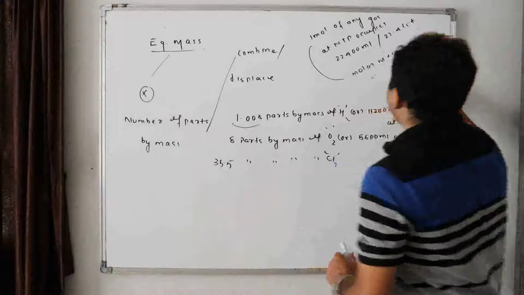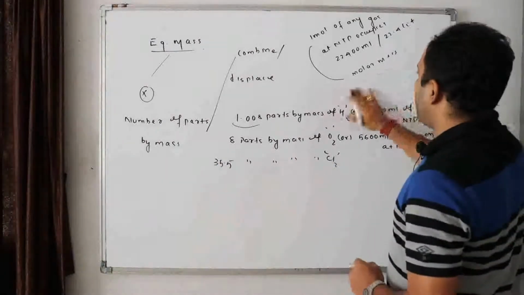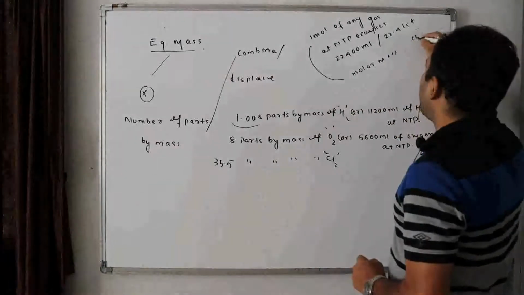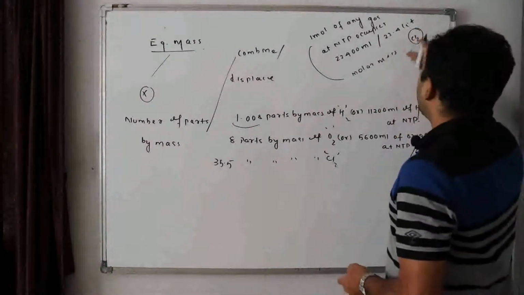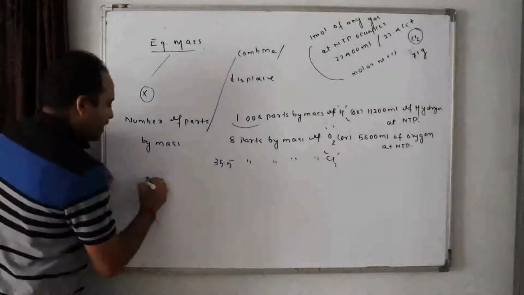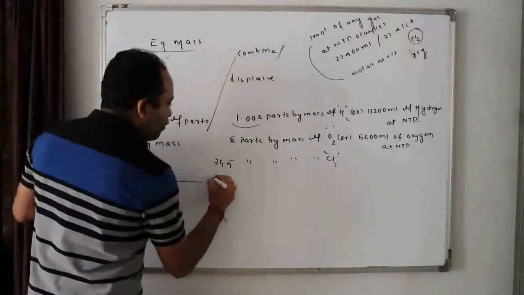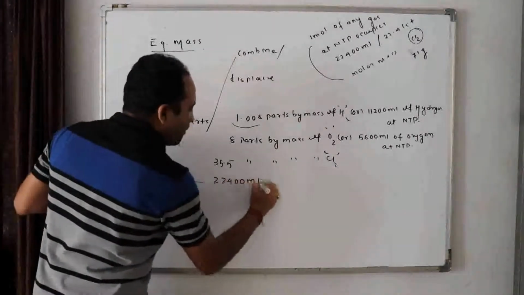Now 1 mole of any gas at NTP occupies 22.4 liters. That is, mass is equal to molar mass. Molar mass of chlorine is equal to molecular mass expressed in grams. How much is that? Chlorine is 71 grams. Now can I say 71 gram is 1 mole, which shows a volume of 22.4 liters or 22400 ml.